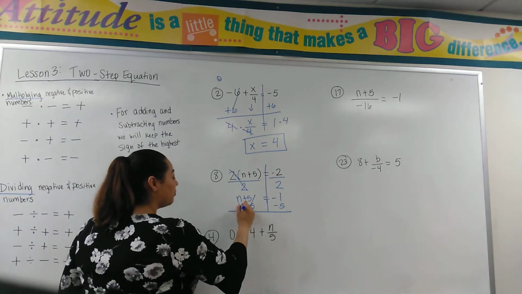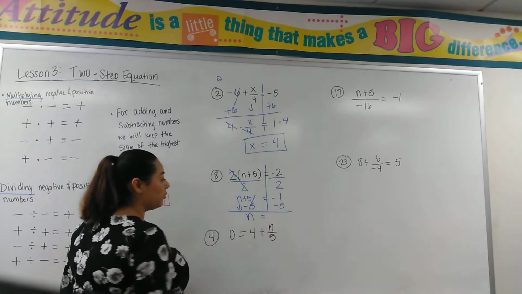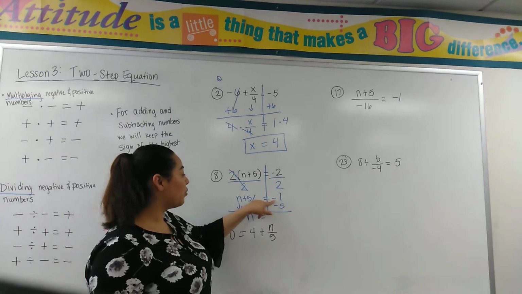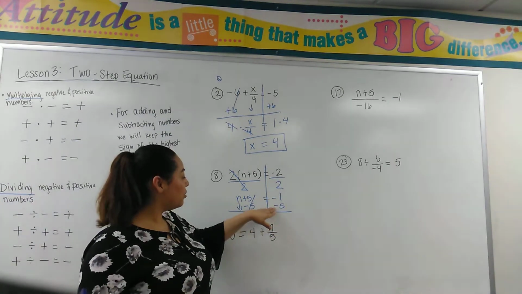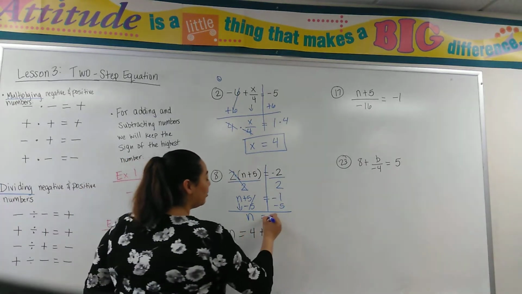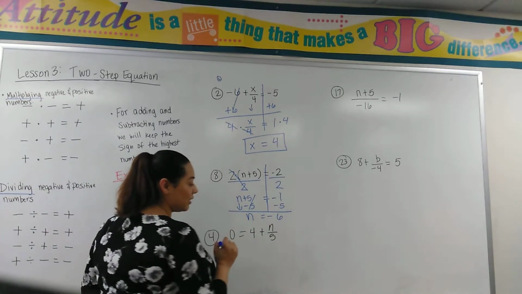These are going to cancel. Bring down the m. m is equal to, right here, we have negative 1 and negative 5. So we owe $1 to one person. To a different person, we owe them 5. So at the end of the day, we're still going to owe $6.